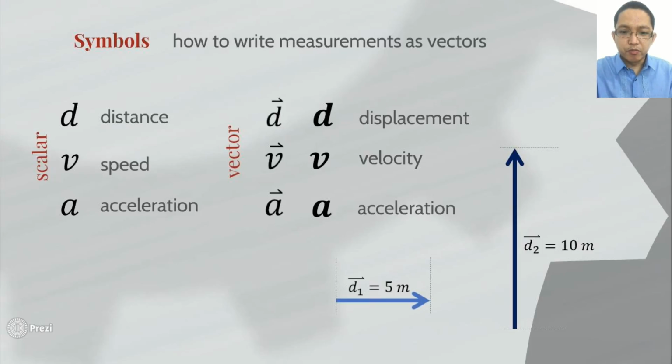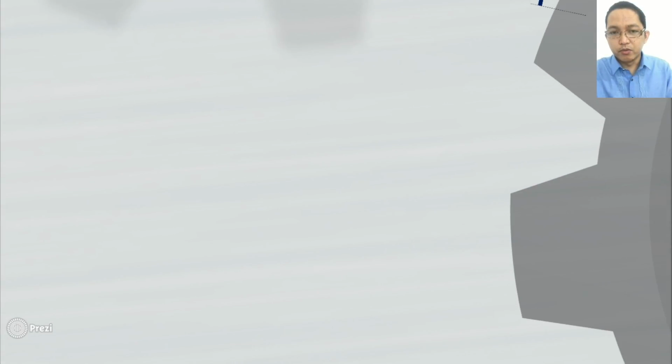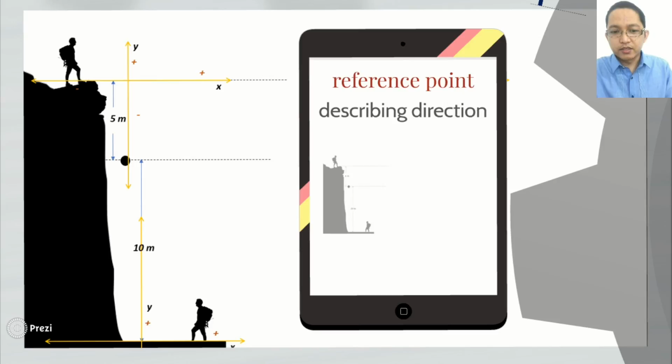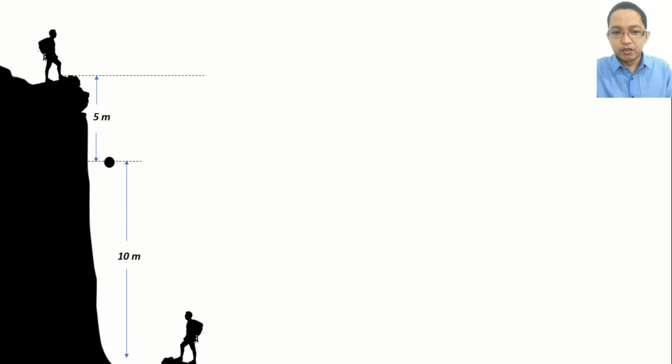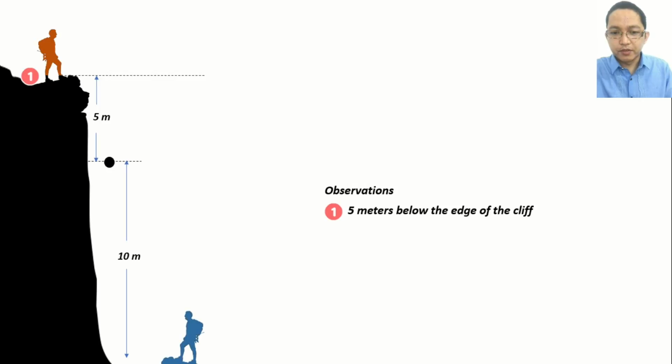Another thing we need to review before we continue is, how do we determine the direction? Look at this scenario. Let us say we are observing a rock falling off a cliff. To begin describing its position, you need a reference point. You may describe its position from the edge of the cliff or from the ground.